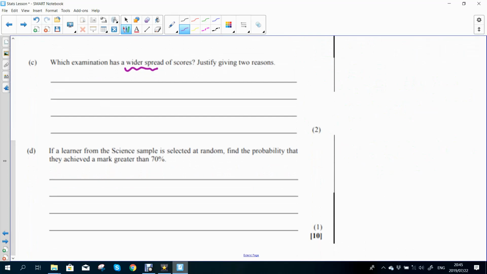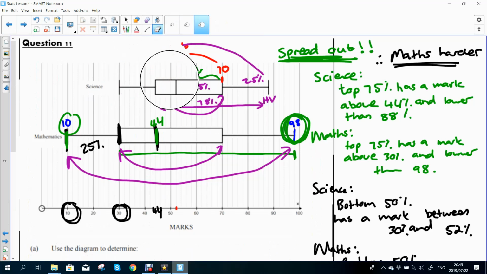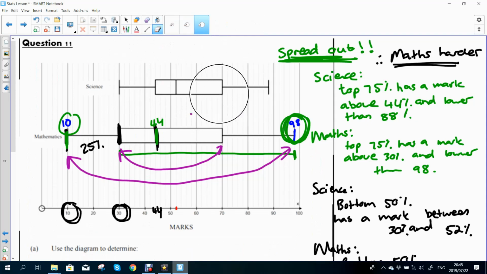Last question. If a learner from the science sample is selected at random, find the probability that they achieved a mark greater than 70%. So let's just go back. I'm just going to erase because this is a lot of stuff that we've written down here. So where is 70%, guys? Where is that mark? Let's just check. Here it is. This is 70%. So what percentage of people for science scored more than 70%?